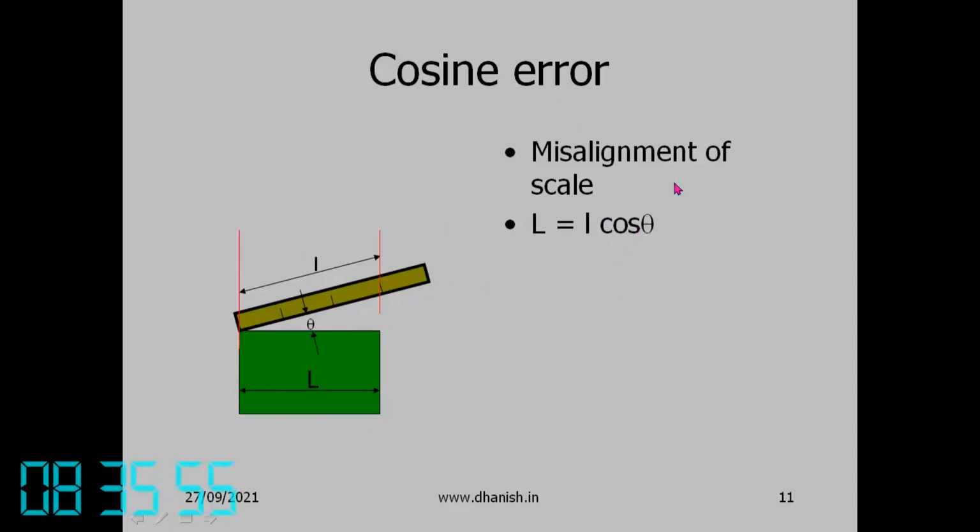So the cosine error is caused by misalignment of the scale with the object being measured, or the line of measurement. Capital L is the true length of the object. Small l is the measured length. So measurement error is the measured quantity value, which is small l, minus the true quantity value, capital L. Now substituting, the cosine error is equal to L into 1 minus cos theta.